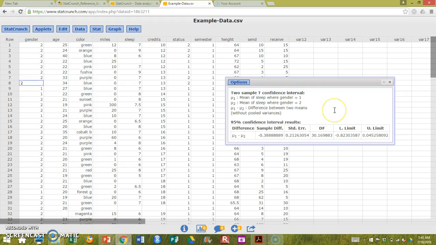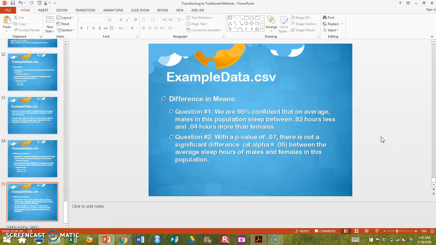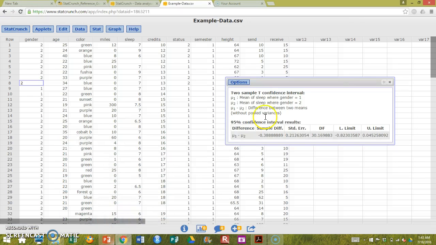And just to give you an example of how complicated the degrees of freedom calculations can get, right there, 30. That's pretty wonky, right? There's a special formula that went in to do that, so you don't need to worry too much about that. And again, that conclusion is right here, 95% confident, 0.82 hours less, 0.04 hours more.